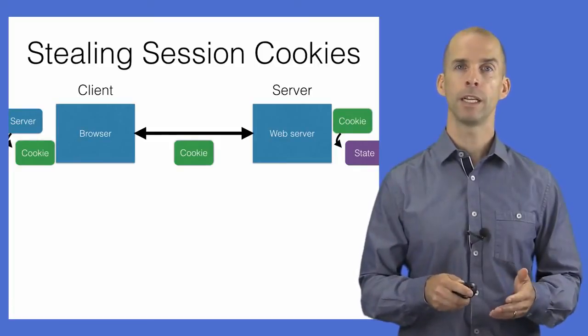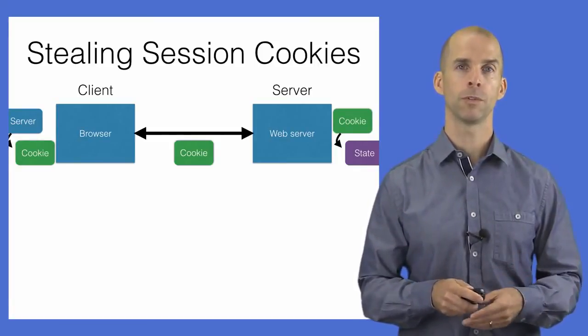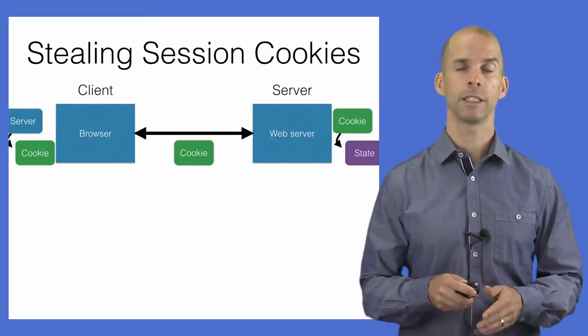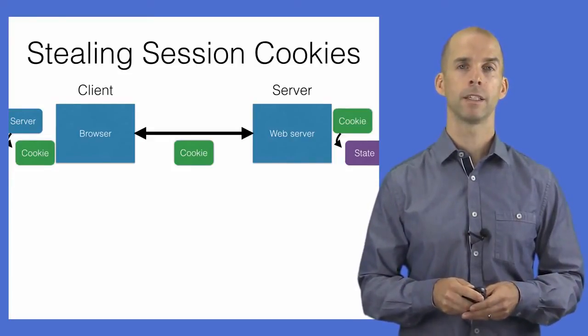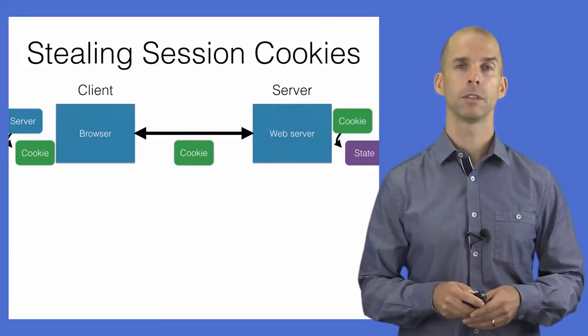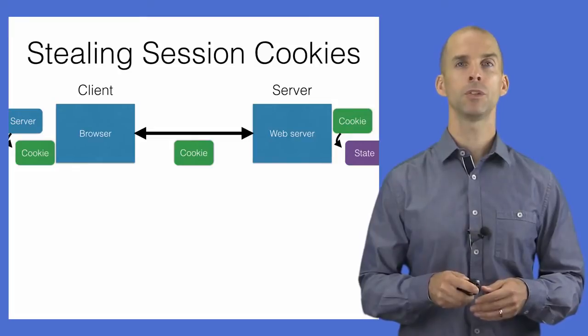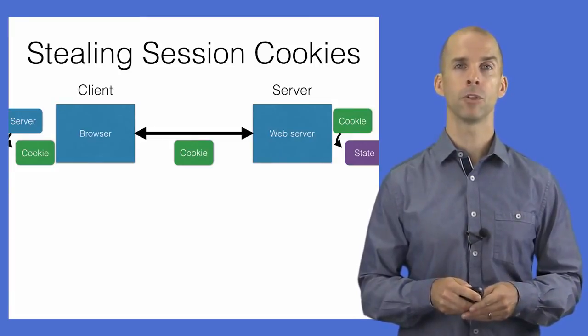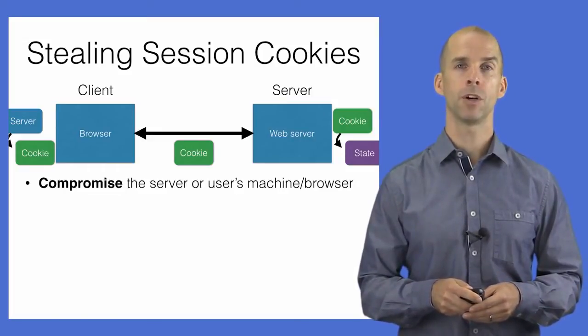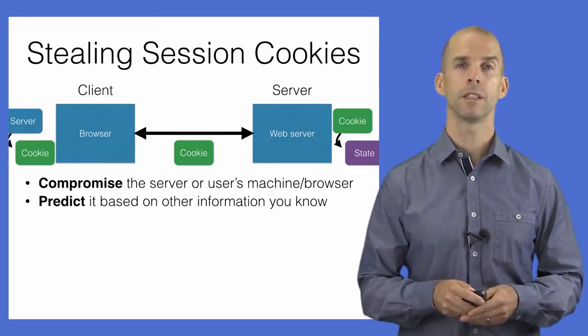First, they are generated and possibly stored at a server. Then, they are transmitted between the server and client and back again. Finally, they are stored at the client for later use. As such, cookies could be stolen by compromising either the server or client and copying them, or if the server's algorithm for generating cookies is known, an adversary could predict what a particular user's cookie is.